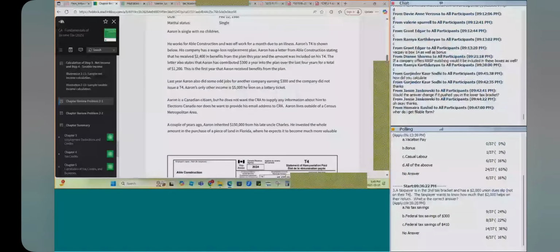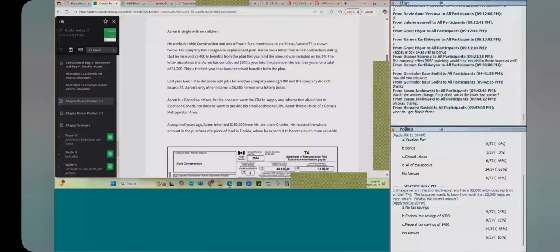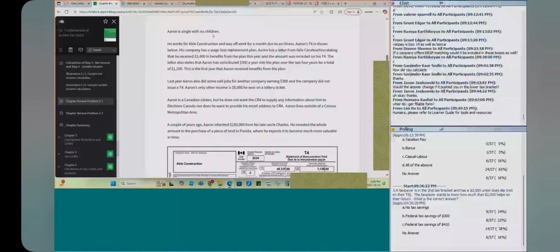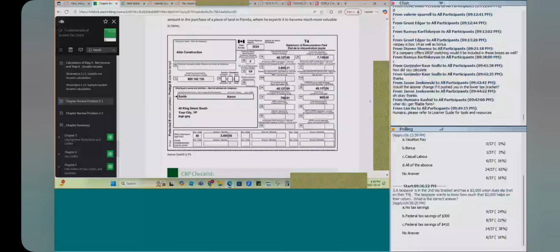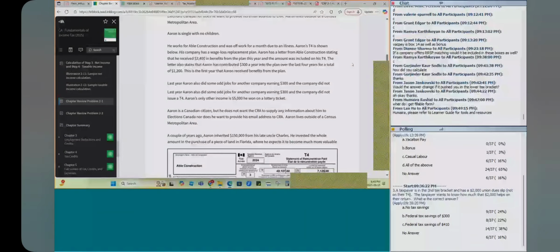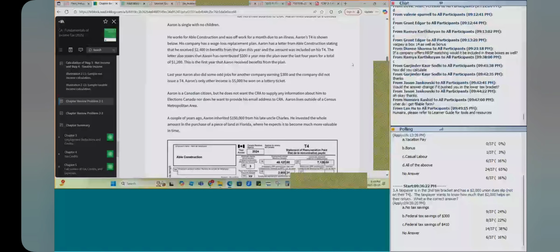All right, let's look at the situation. Aaron is single with no children. Good. We're only looking at simple examples at this stage of the course. He works for Able Construction and was off work due to illness, and he has a wage loss replacement plan. He has a letter from Able Construction stating he received benefits from the plan. The amount was included on his T4, so $2,400 in benefits on the T4, and we can see that amount is down here in box 40. Good. This is the first year he's received benefits, so that's straightforward.